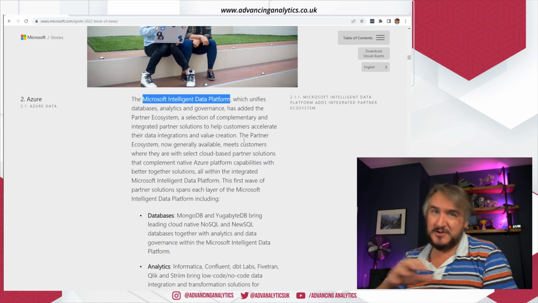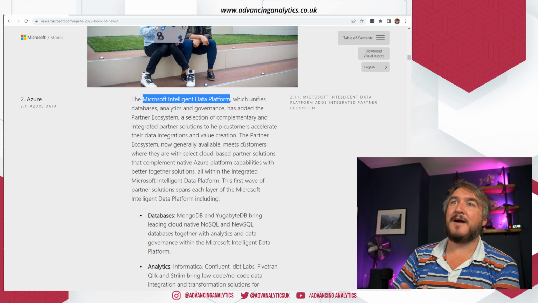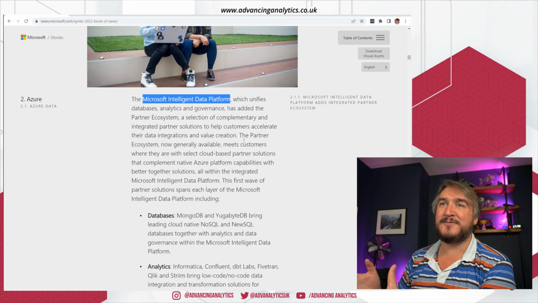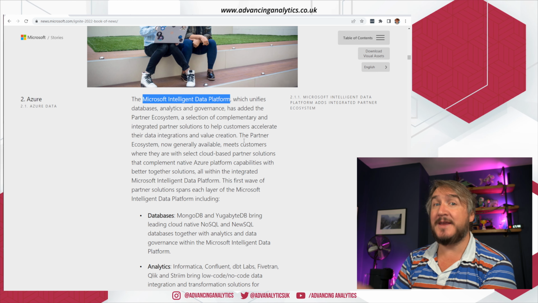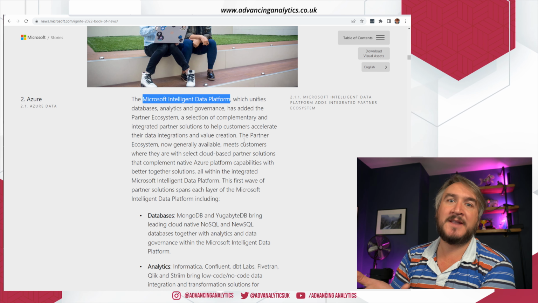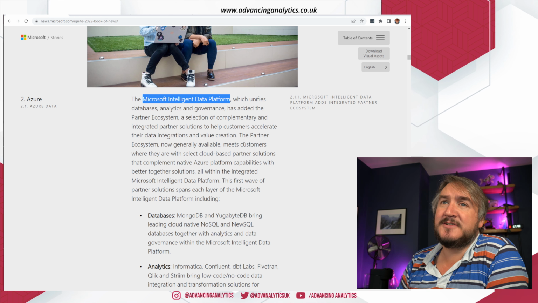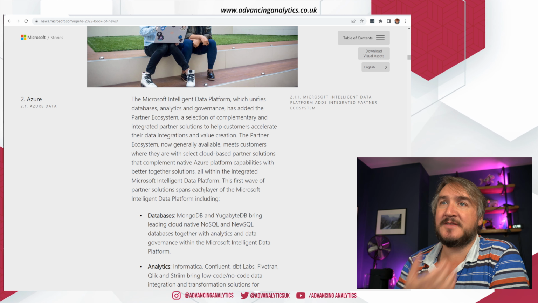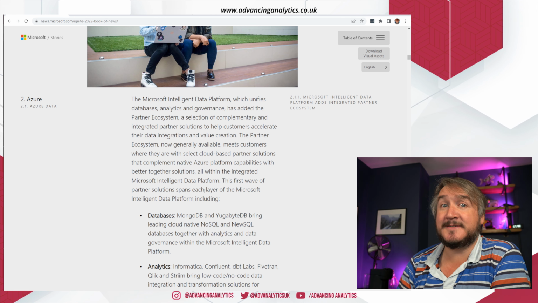This is like the new catch-all term, a bit like we had the Cortana suite a little while ago. This is the Microsoft Intelligent Data Platform, which encapsulates all the places where you can store data, do analytics and do machine learning on top of it. So a bundle of various different solutions. And one of the big pushes in terms of this conference is about the partner ecosystem.